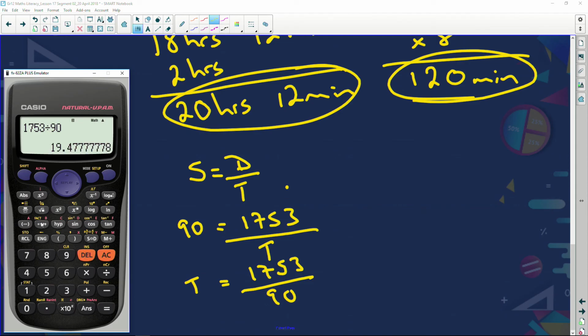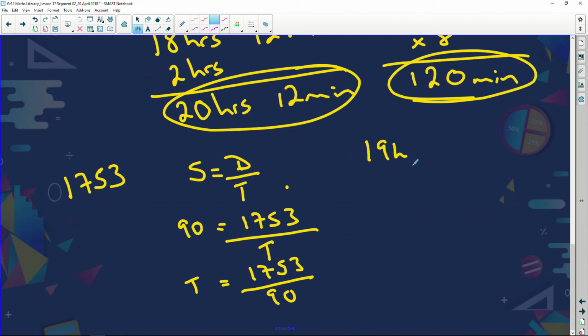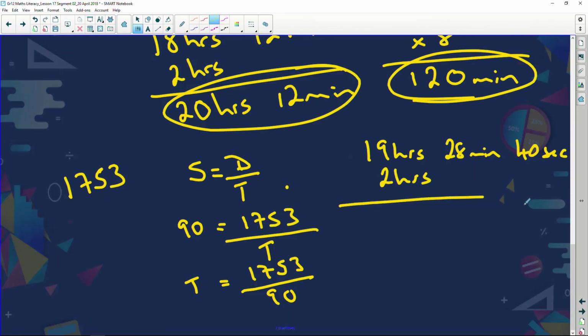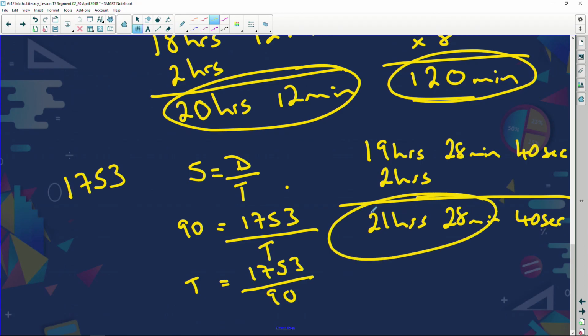I push my time button and look what I get: 19 hours, 28 minutes, and 40 seconds. Again, on this route, we're stopping 8 times, and 8 times 15 minutes is another 2 hours. When we add that up, we're going to get 21 hours, 28 minutes, and 40 seconds. Rounding that off, we're going to say between 21 and 22 hours, or 21 and a half hours.